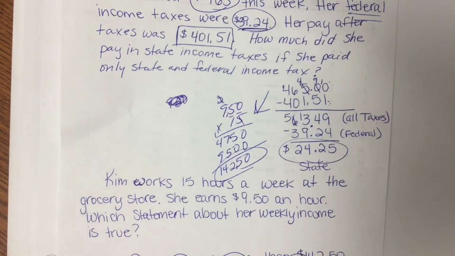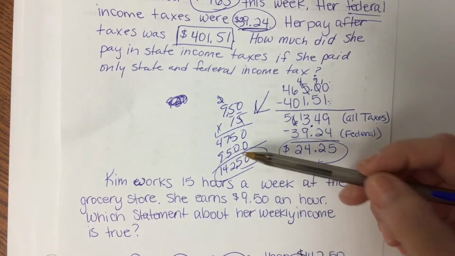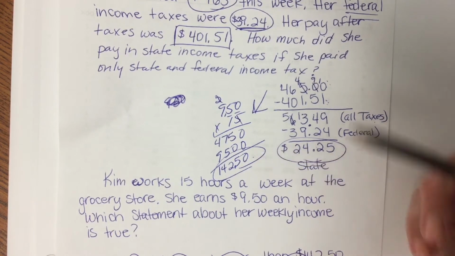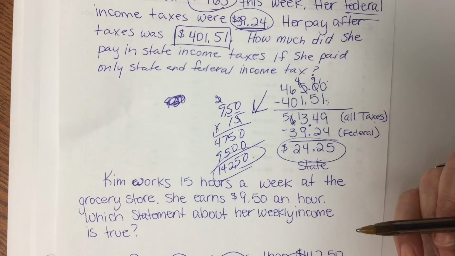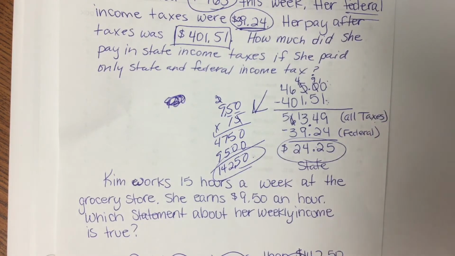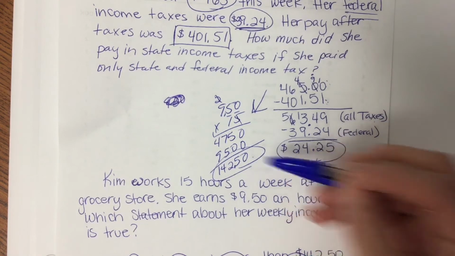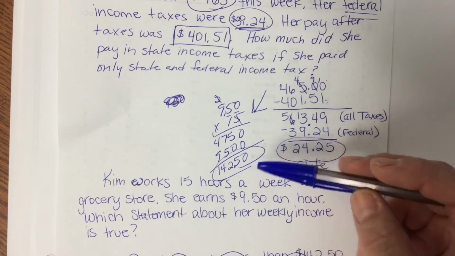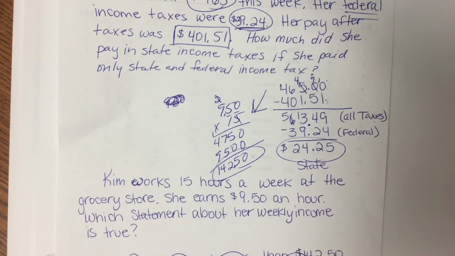But then we have her net income. Is her net income going to be more than $142.50 or less than $142.50? Okay, it's going to be less. Okay, because her net income has taxes that are taken out. So the answer is her net income is less than $142.50. Okay. All right.